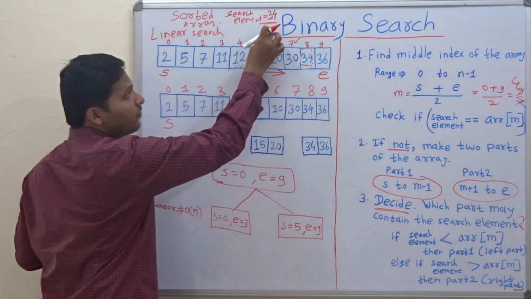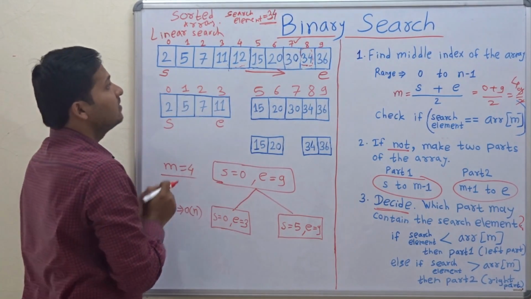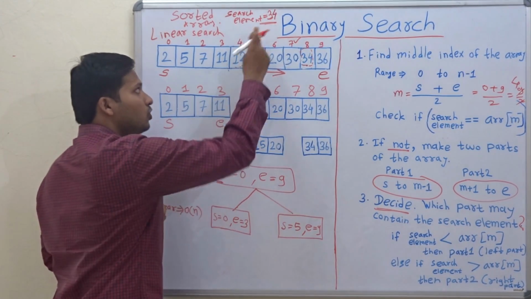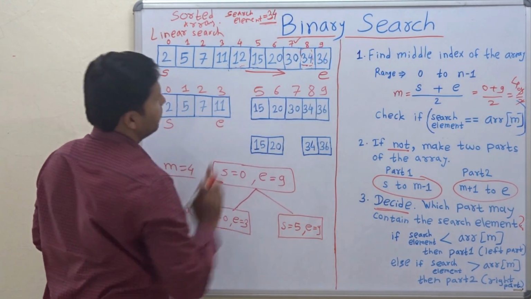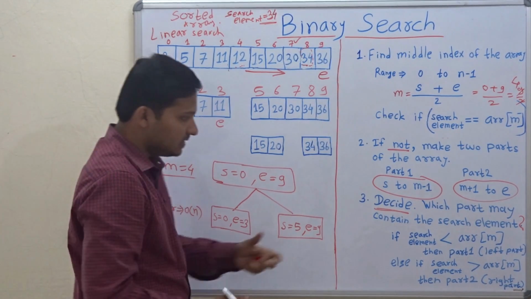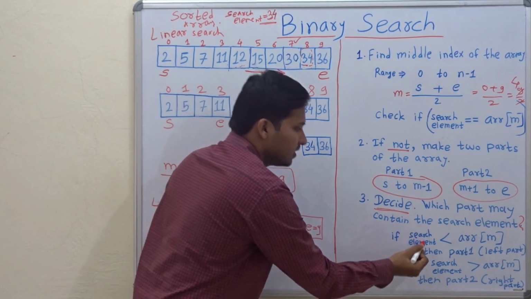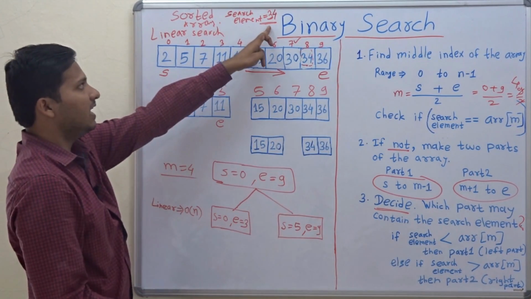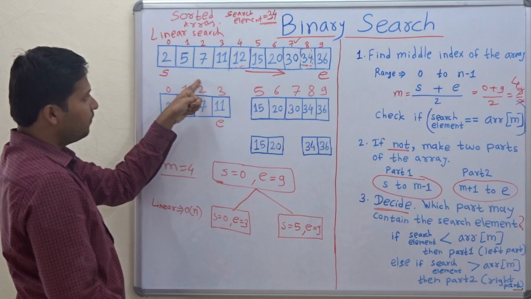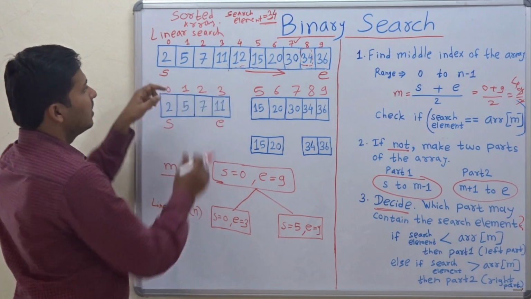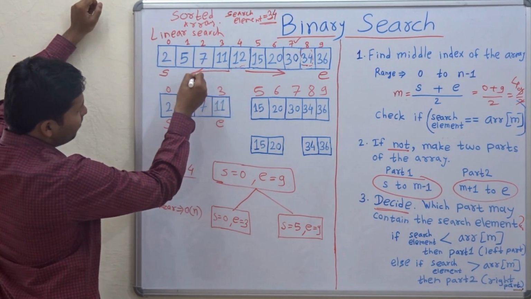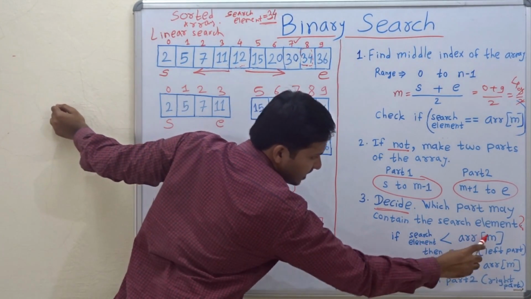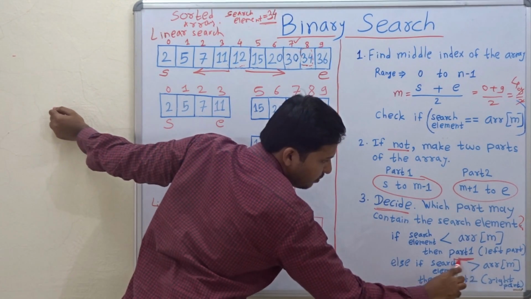Okay, because 34 is greater than 12 and this is a sorted array in ascending order, so 34 should be after 12. Okay, so that is written here. If the search element is less than array of m, so if your search element is less than 12, the middle element, then it should lie before 12. That is written here.